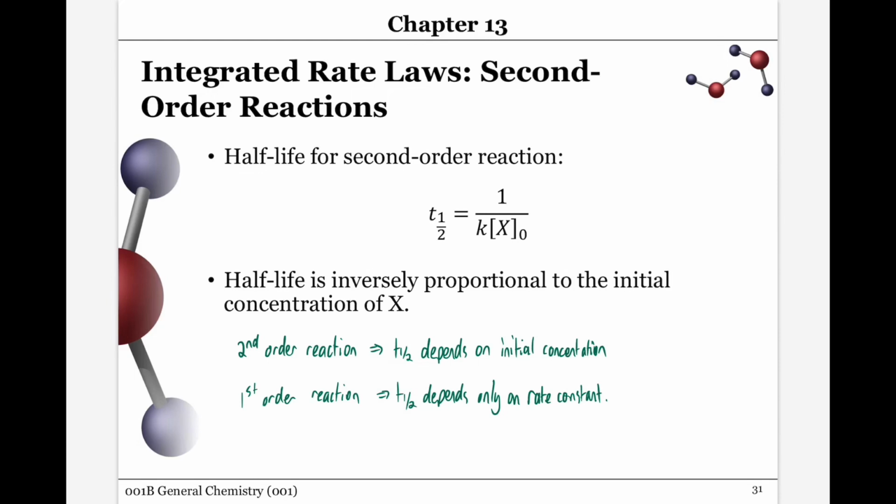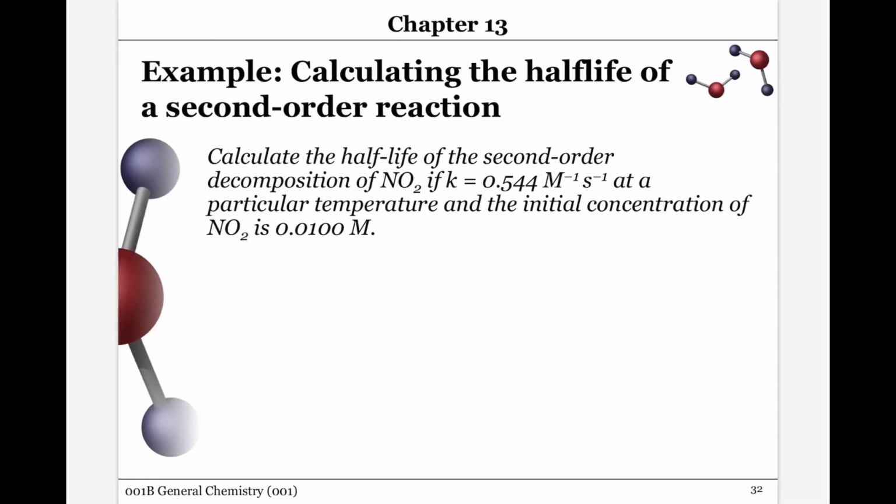So let's look at an example where we're going to calculate the half-life for a second order reaction. The second order reaction that we're interested in is the decomposition of NO2. And we're told that k is 0.544 per mole per second, so these units are consistent with a second order process. We're told that this is occurring at some temperature, and the initial concentration of our NO2 is 0.01 molar. So we're looking to find where our concentration has dropped to 0.005 molar.